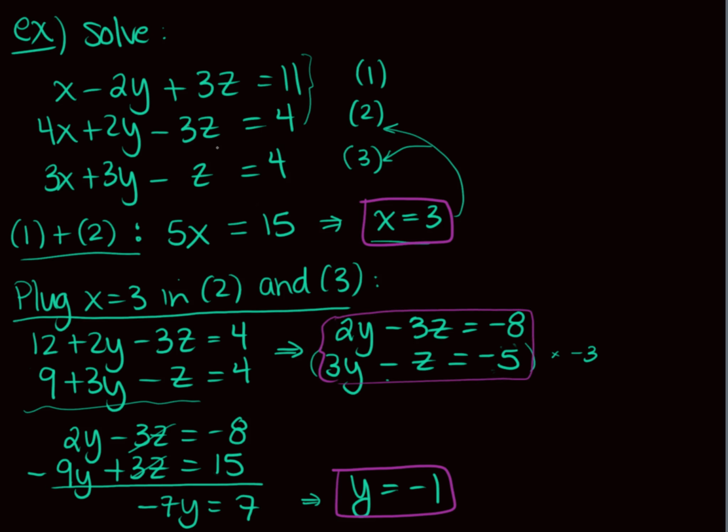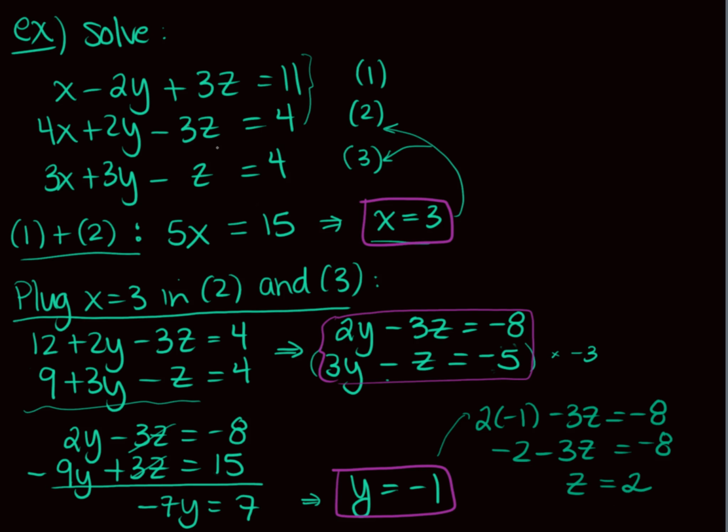So let's just take the top equation. It doesn't really matter. So I'm going to have 2 times negative 1 minus 3z equals negative 8. That gives us negative 2 minus 3z equals negative 8. So I add the negative 2 over. That gives me negative 6. And then negative 3 divided by negative 6 is a positive 2.